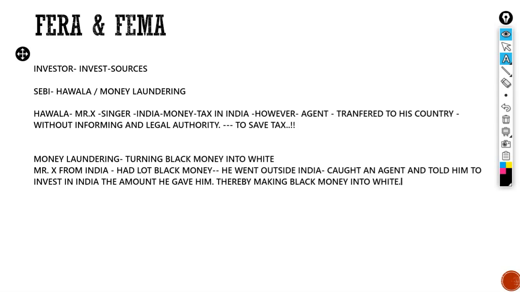So this was the reason why SEBI usually checks the sources from where you have got the money if you want to invest in India, any foreign currency.